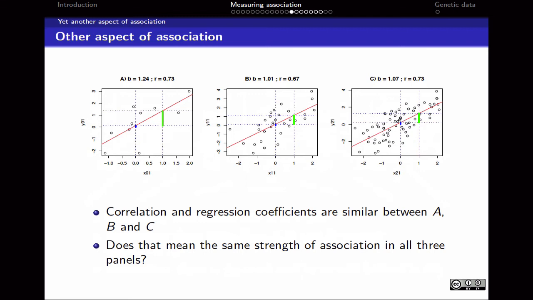So let's think of yet another aspect of association. Here I have the data. It's different data from the previous slide, and for all these data sets A, B and C, I have roughly the same coefficients of regression and coefficients of correlation. They are not exactly the same, but quite roughly they are the same. So let's assume they are the same. But would that mean that the strength of association in all these three panels is more or less equal?